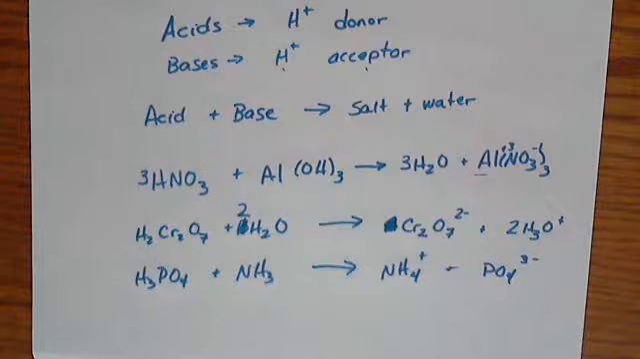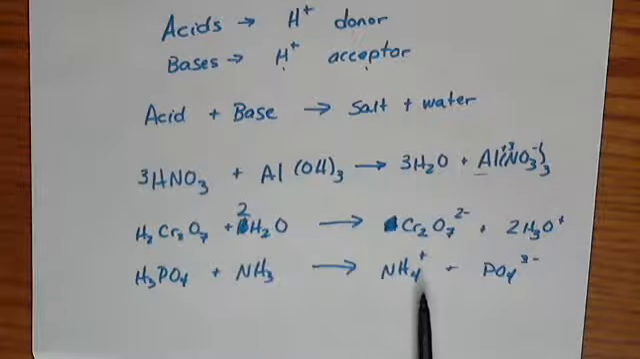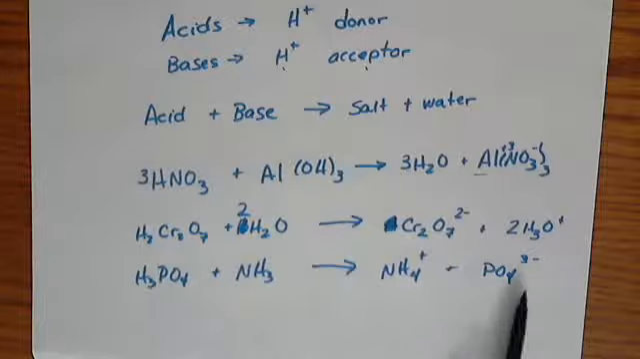And now we've got to make sure we balance everything. So we have 6 hydrogens. Here we only have 4. We have 1 phosphorus. We have 4 oxygens. We have 1 nitrogen on either side. So how are we going to balance this?